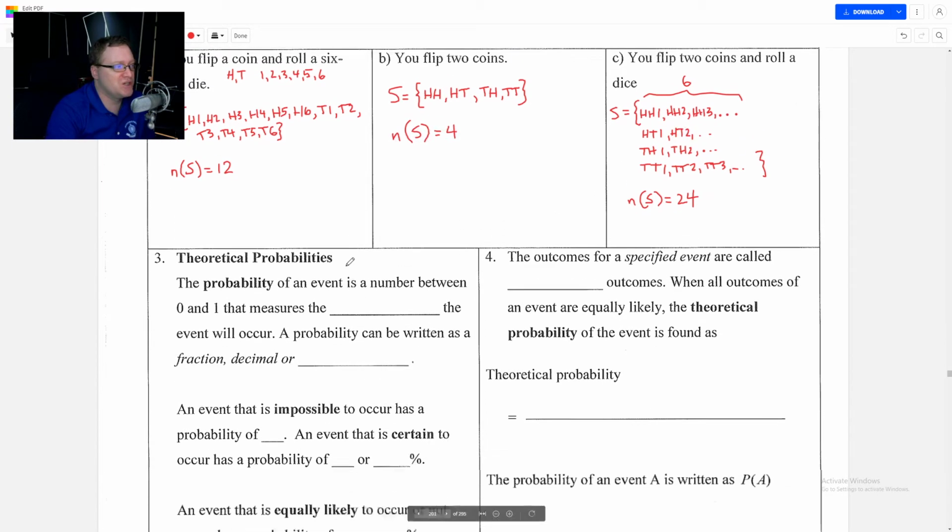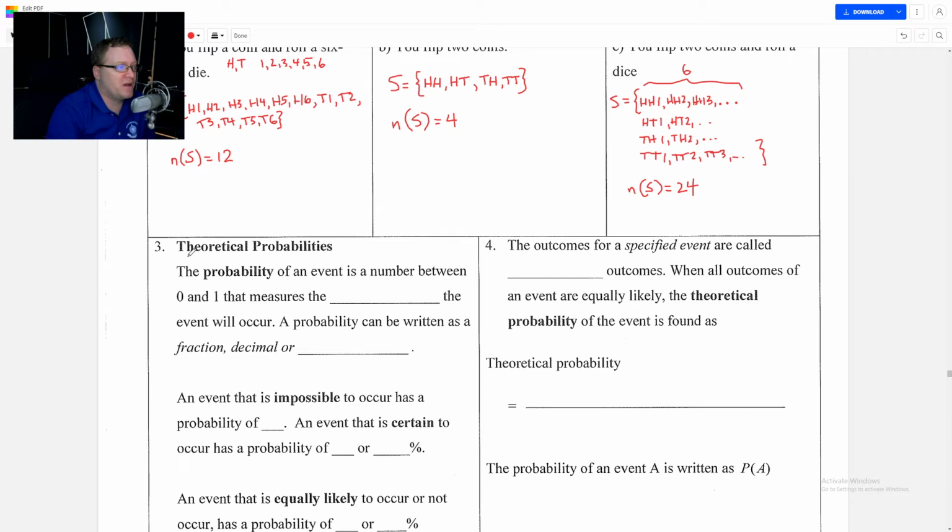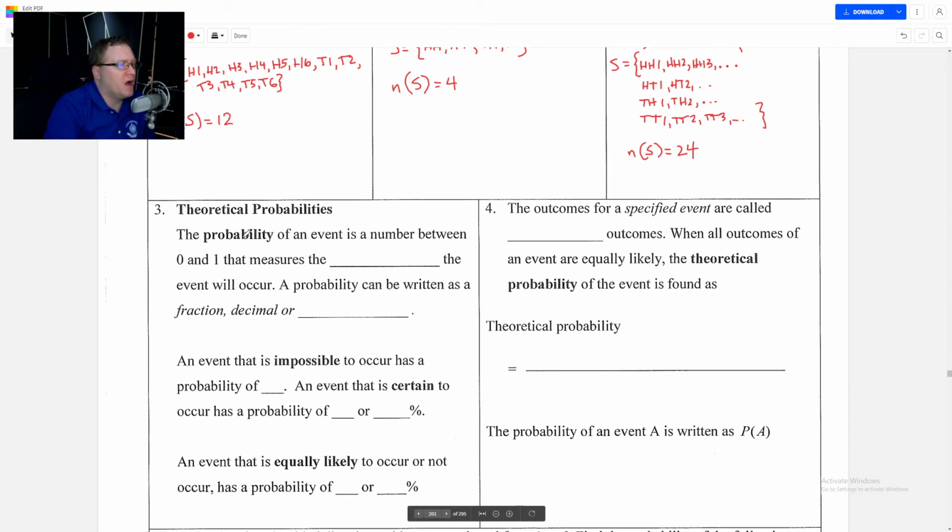Let's continue moving on then. Let's talk about theoretical probabilities. The probability of an event is a number between 0 and 1 that measures the chance that an event will happen. So if you ever hear someone ask, what is the chance that that happens? Well, they're talking about probability. A probability can be written as a fraction, a decimal, or you can write it as a percentage.